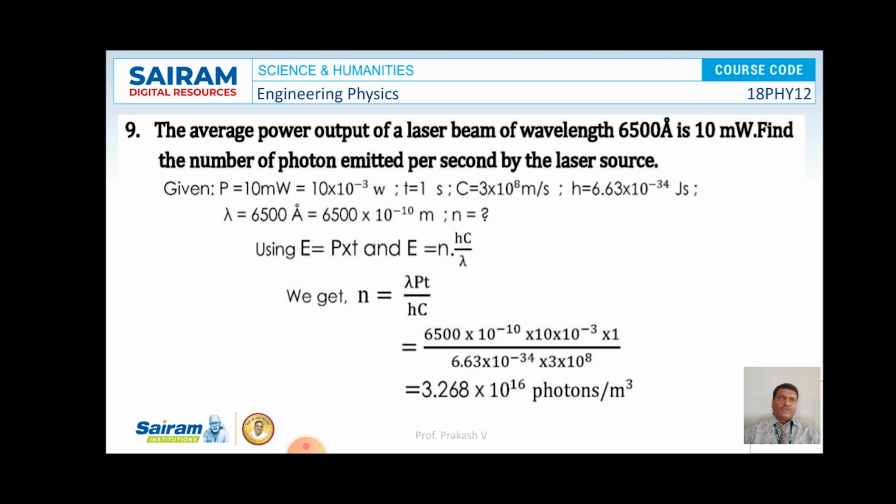So substitute the values of lambda, P, t, h and c here, that is 6500 angstrom into 10 into 10 to the power minus 3 into 1 divided by 6.63 into 10 to the power minus 34 into 3 into 10 to the power 8. So on simplification, the value of N is equal to 3.268 into 10 to the power of 16 photons per meter cube. So this is the solution for the given problem.